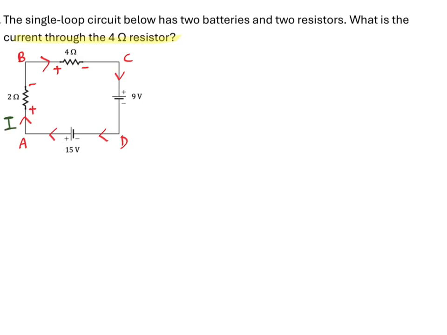We label the loop and then we write the loop equation. If I go from A to B, I have got a resistor that is 2 ohm. When I cross the resistor, I reach negative. So negative I times 2. Again, we have to write the voltage. Do not forget that. It has to be I times R all the time for a resistor.